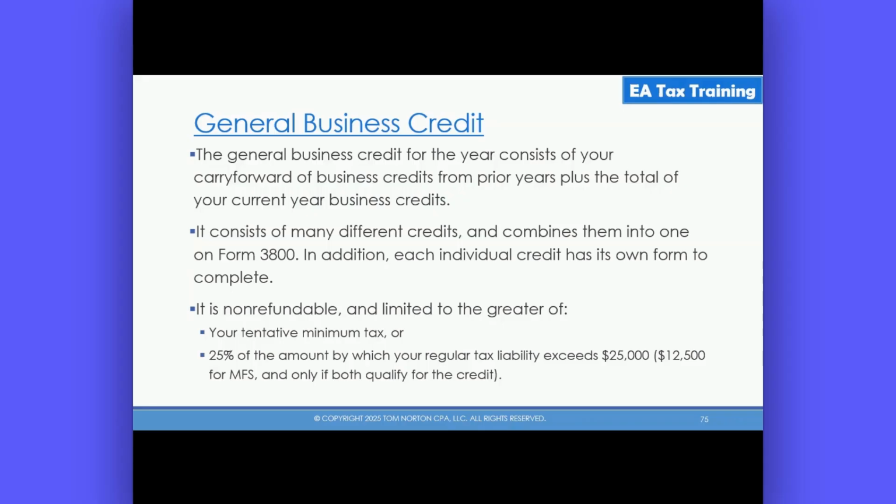The credit is not refundable, but we will see in a minute that you can carry it forward. But it is not refundable, and it is limited to the greater of your tentative minimum tax or 25% of the amount by which your regular tax liability exceeds $25,000. If you're married filing separately, that's $12,500, and only if you both qualify for the credit. So the amount of the credit is limited to the greater of those two things.